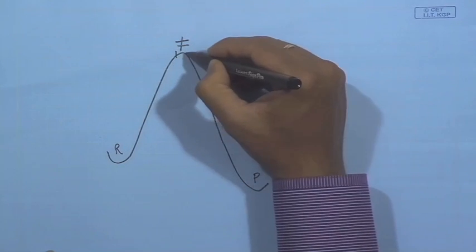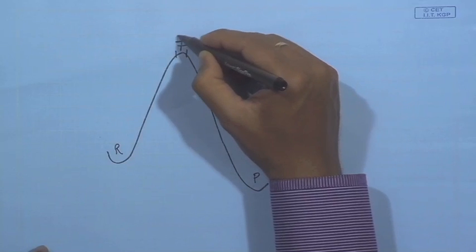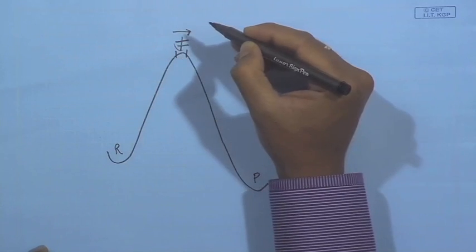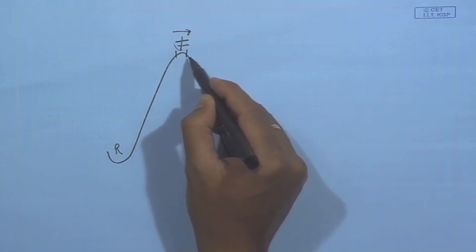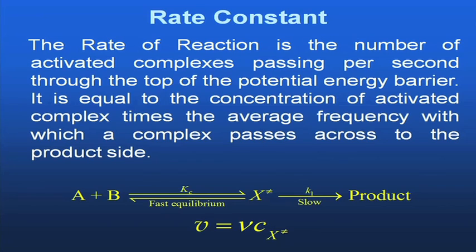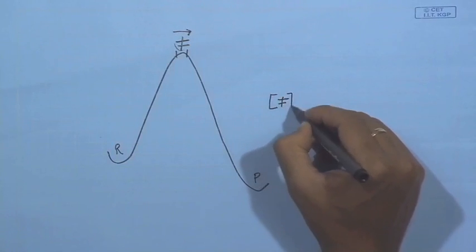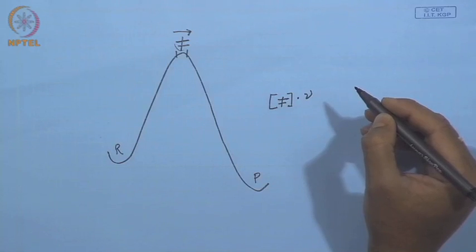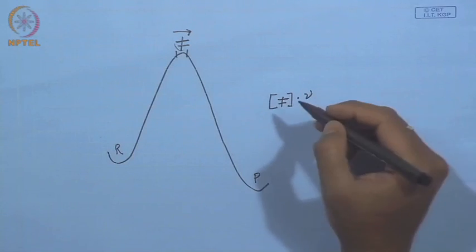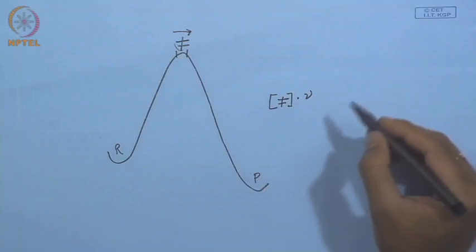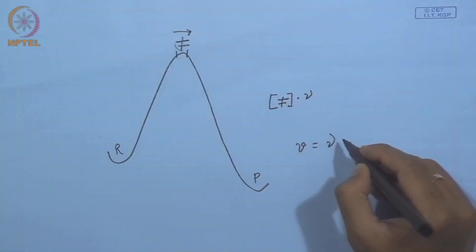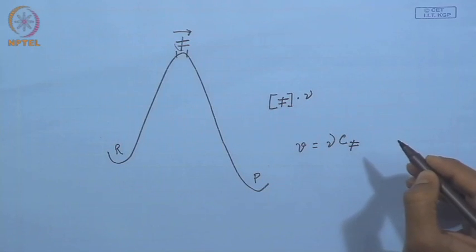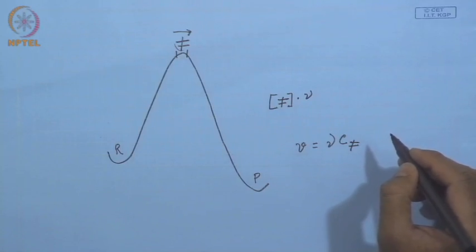So, the reaction rate is nothing but the number of these species passing per second through the top of your potential energy barrier. This rate is equal to the concentration of the activated complex times nu, the average frequency with which the activated complex is passing this top. So, your velocity is equal to nu times the concentration of the activated complex.